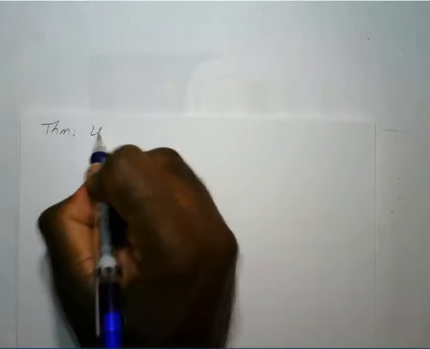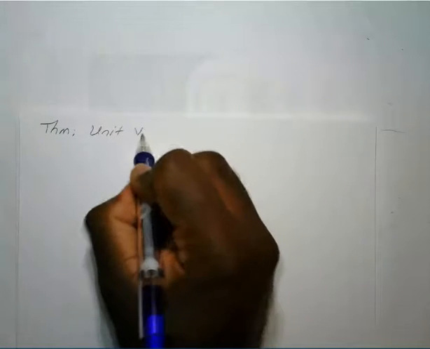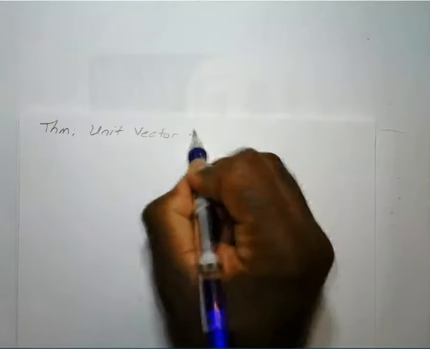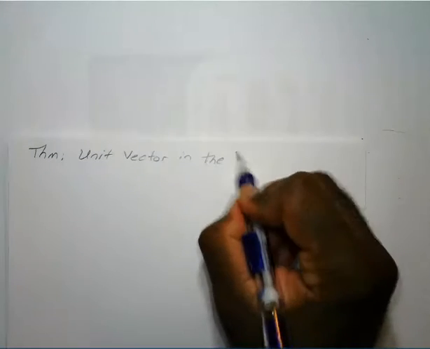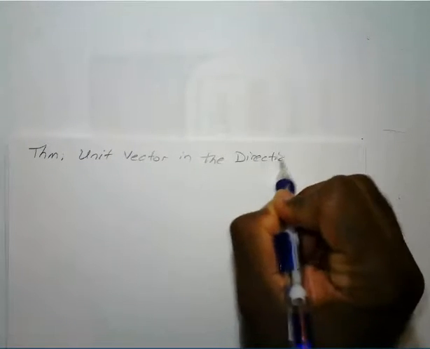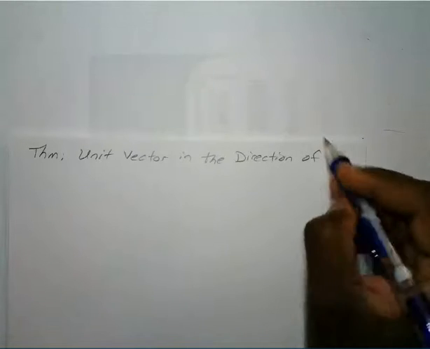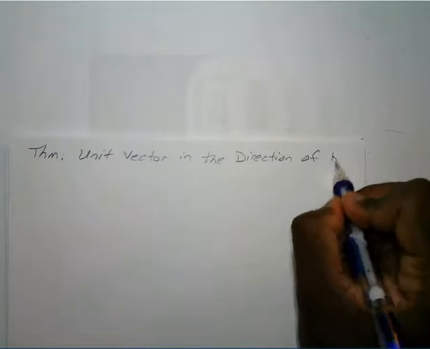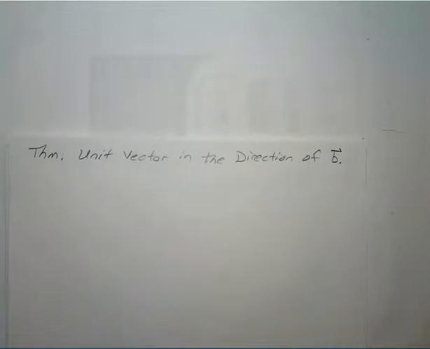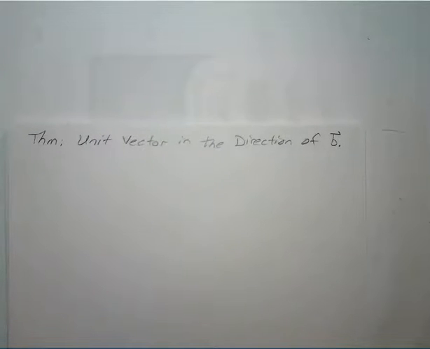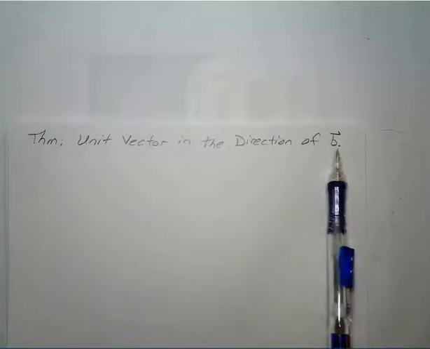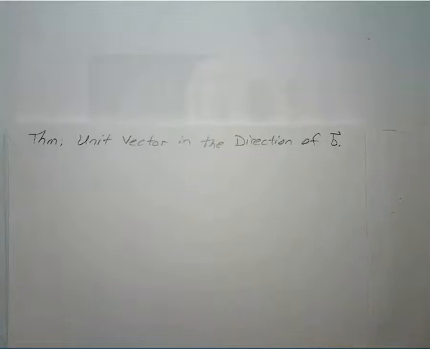Okay, now in this, we're going to look at the theorem of the unit vector in the direction of our b vector. So what we're going to do is create a unit vector that's in the very same direction as whatever given vector we have.